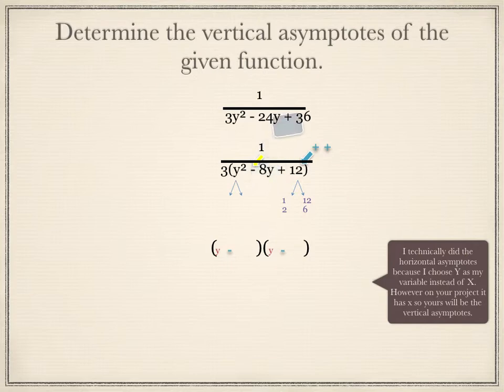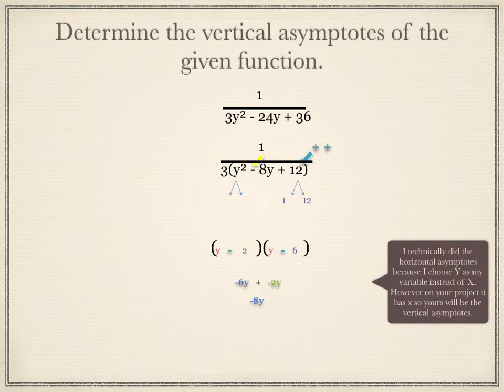So we're going to go ahead and change our numbers. So we do the 2 and the 6. Do the outside and the inside. Outside is going to be negative 6y, inside is going to be plus negative 2y, which is negative 8y, which is what we wanted. So now we've got our factors right there. So now we want to determine the vertical asymptotes of the given function. The vertical asymptotes, remember, are going to occur when our denominator equals 0, because our denominator cannot equal 0. So that's where our vertical asymptotes appear.